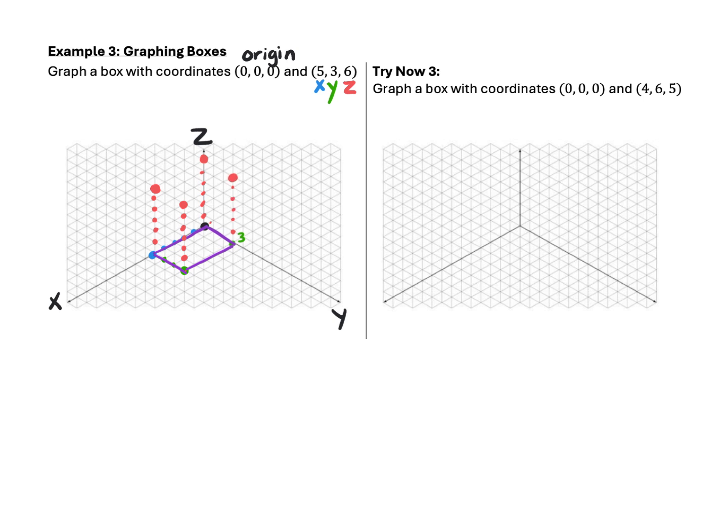So those 3 points there, if I connect them together, I'll get the other base of the box, and then those vertical ones are the lateral edges of my box. So there I've graphed a box that has coordinates 0, 0, 0, and 5, 3, 6. Go ahead and try the try now on your own. Please pause the video, and then when you hit play, the box will be posted.